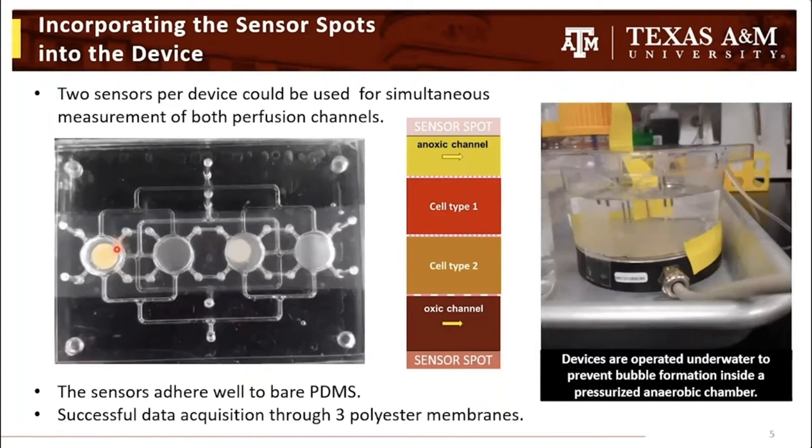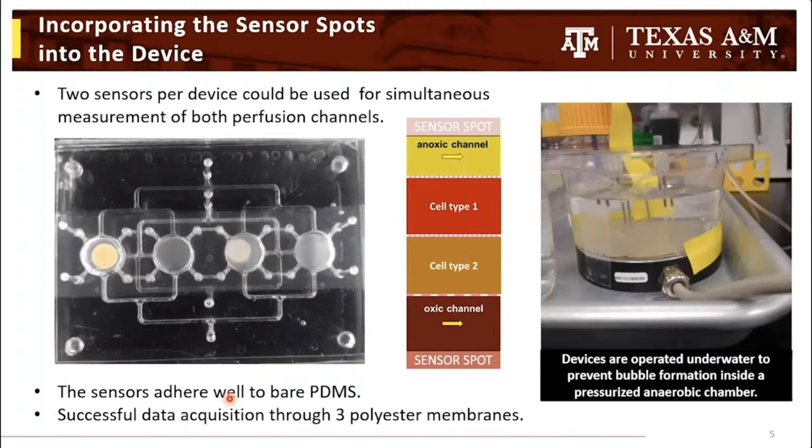This is a top view of the device, which is made of gas permeable PDMS. You can see how one of the sensor spots is in one of the chambers, and it's located on the upper channel, so right here in that chamber, while the other one is in another chamber, and it's located in the bottom channel, right next to the oxygen channel. And so this was very convenient once again, because in a single run, we could characterize what was happening in both anoxic and oxic channels. In terms of use, the sensors adhered pretty well to bare PDMS, and so that was convenient because we didn't have to use any additional glue, we didn't have to worry about the biocompatibility of that glue, and the placement was very, very easy as well.